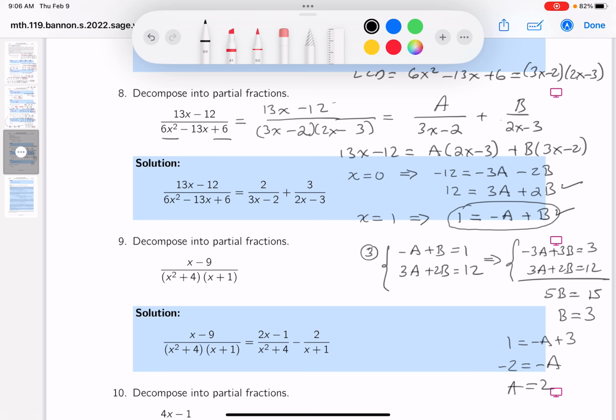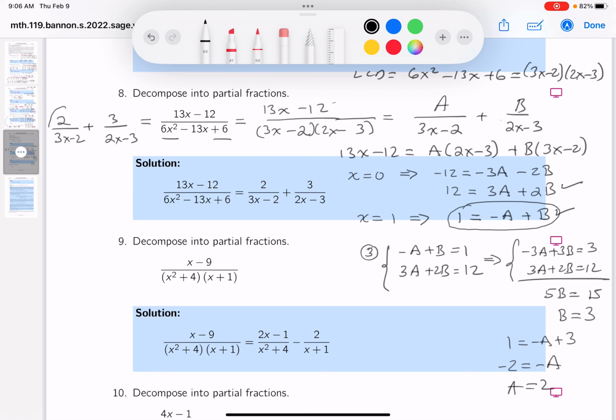All right? So I'm going to rewrite the problem and kind of write it down. So it's A is 2, right? So I get 2 over 3x minus 2. And then I get plus. Well, the B turned out to be 3, right? So I get 3 over 2x minus 3.